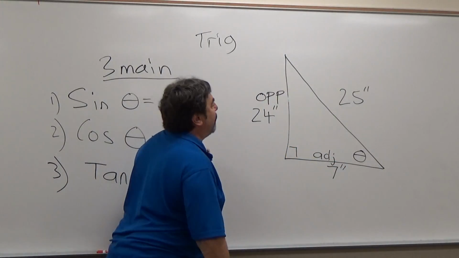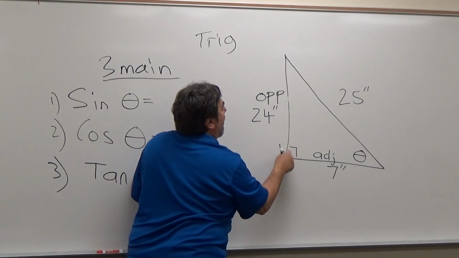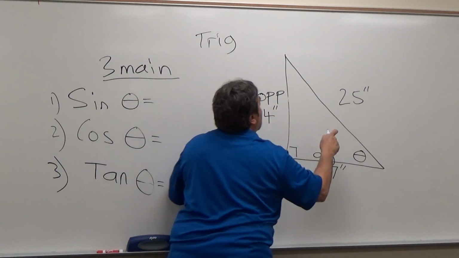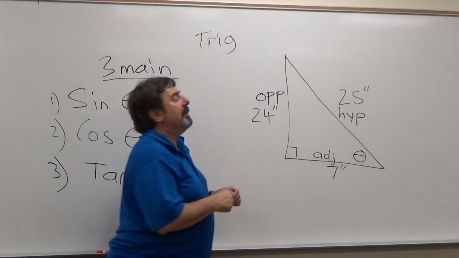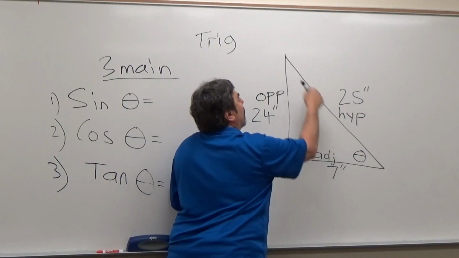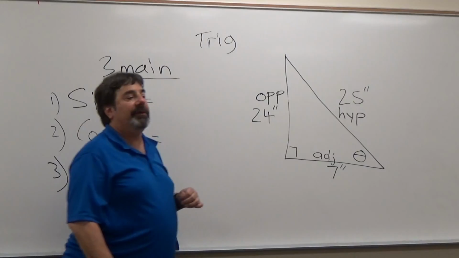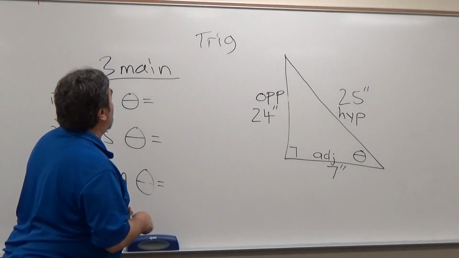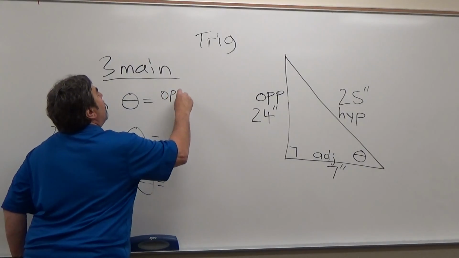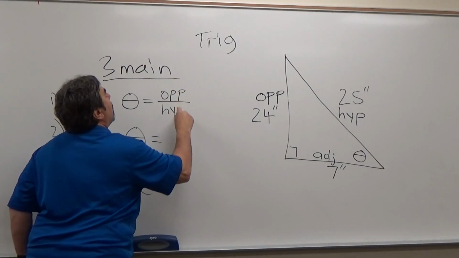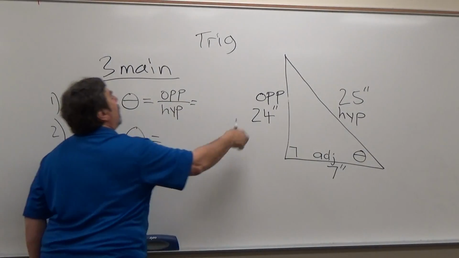And lastly, what should we label this side right here, Marco? HYP. Very good. The side directly opposite our right angle is always our hypotenuse. That will always be the longest side. It doesn't matter which of these two angles we're talking about. The side opposite our right angle has to be the hypotenuse. Now, Marco, the definition of the sine of an angle is opposite over hypotenuse. So apply that definition and tell me what is the sine of theta for this triangle?